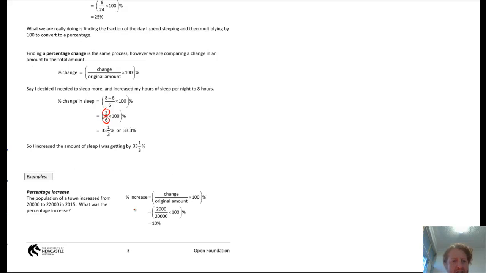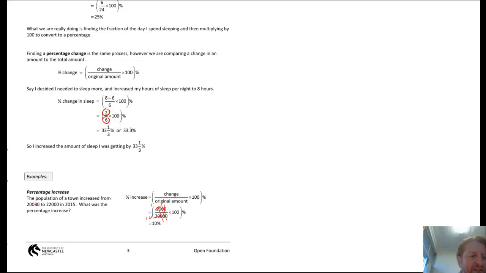So here's an example, percentage increase, so that's a percentage change. I'm saying, all I want to know is I want to put the change on top and the original on bottom and times by 100. This population of a town increased from 20,000 to 22,000. Hence the change is 2,000. Big minus small. The original amount was 20,000, so that's what goes on the bottom. And 2,000 on 20,000, if I cancel some zeros, is the same as 2 on 20. It's the same as 1 on 10. And a tenth of 100 is 10. It's 10%.